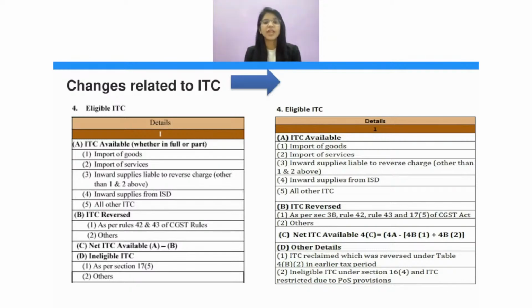Now my question is, where exactly does this transaction have to be reported in your GSTR-3B as per the new changes? For the old changes, if I'm claiming it in the month of September, I used to directly show it under 4A5, right? That is how we used to report it earlier. Now as per the new changes, what exactly do we have to do?